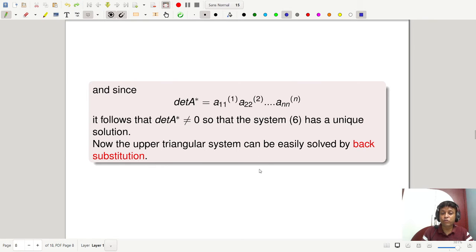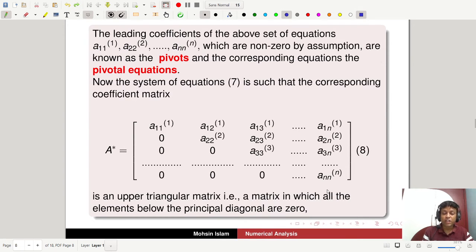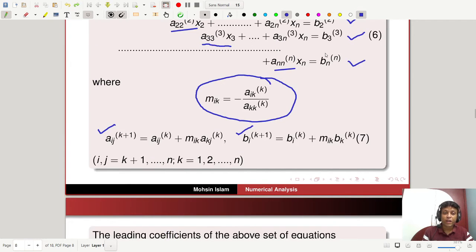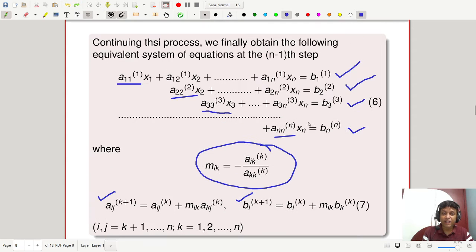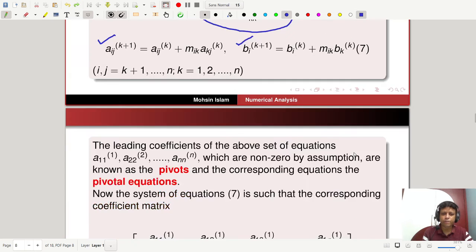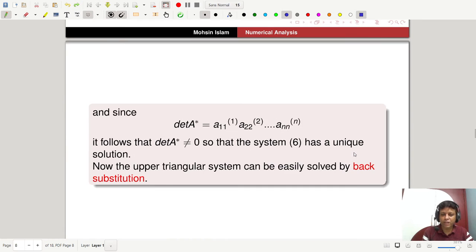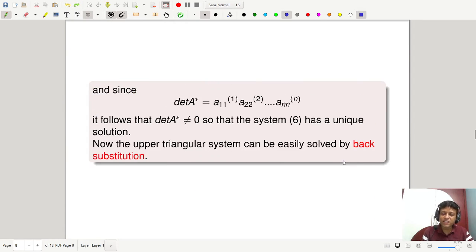How will you get the xi values by the back substitution? For the last one, if you divide bnn by ann, you will get xn. In the second last step, if you substitute the value of xn, you will get xn minus 1. Then in the third last step, if you substitute xn minus 1 and xn, you will get xn minus 2, and so on successively. You will get all the values of the unknown variables. So this is called back substitution, and this is the method of Gauss elimination with pivoting.